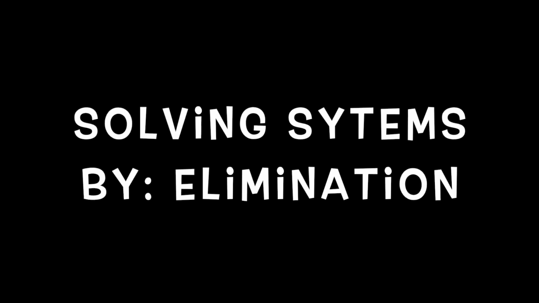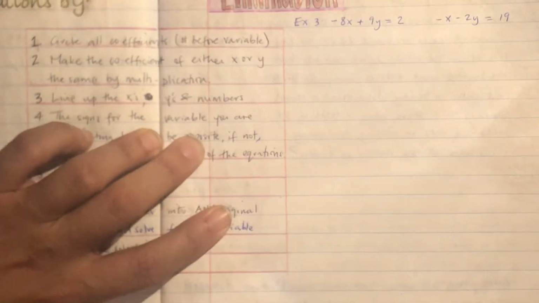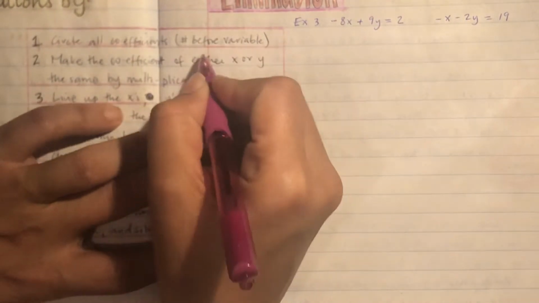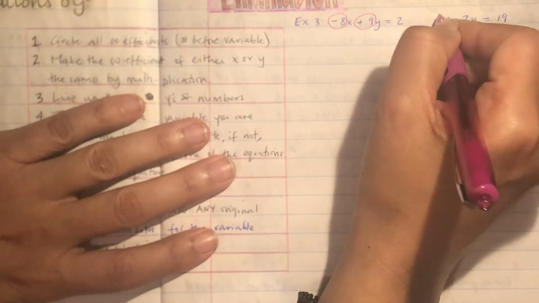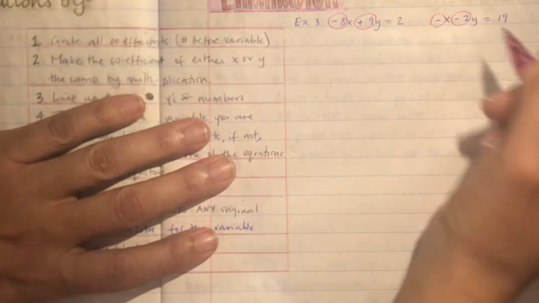We're going to continue looking at some more examples on solving systems of equations by elimination. Circle all the coefficients, so all the numbers before the variable. So -8. Don't forget the symbol. 9. Nothing there. Nothing there.